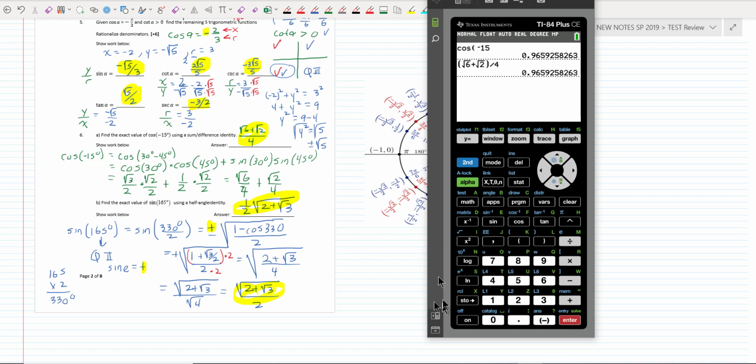The next problem, same way. You could go sine of 165, get that answer, and then take our answer. Now our answer, I'm going to go down the bottom here and just put it in like this. It's square root of 2 plus square root of 3. You have to put that in like that, and then divide by 2. Okay, and see if they match up.